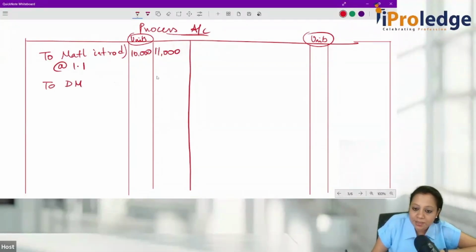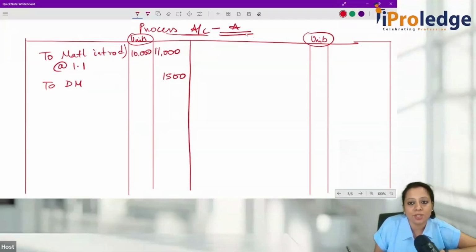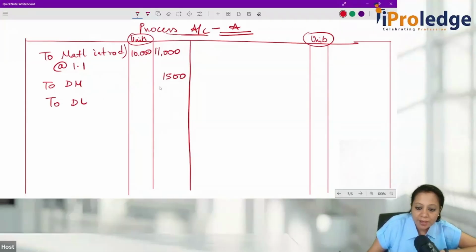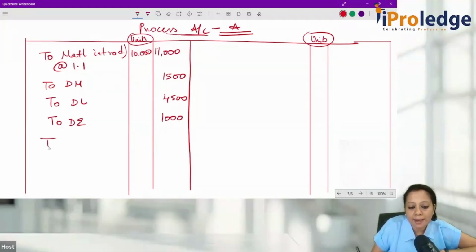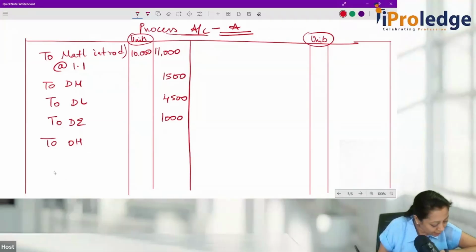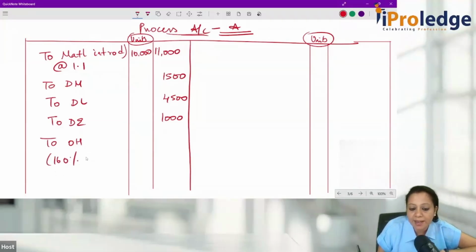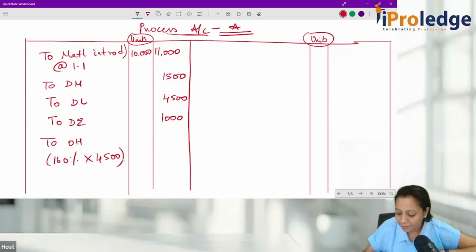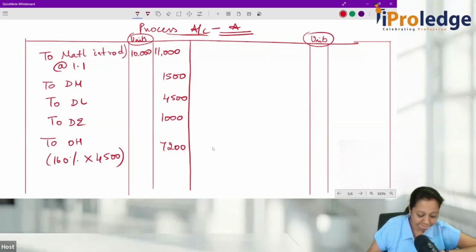Direct material is going to be 1,500 for process A. All right. So it is process A's account. So now we will go to direct labor. So DL is going to be 4,500. And then direct expenses is going to be 1,000. Not to forget, we had overheads, correct? Overheads was at the rate of 160 percentage of direct wages, which is 4,500. So 4,500 into 160 percent is 7,200. Okay. Shall we proceed, everyone?